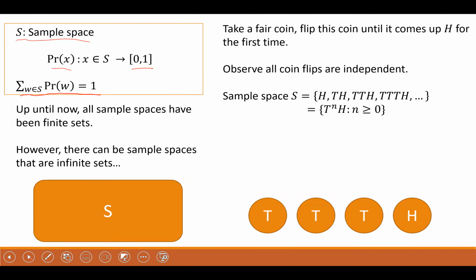And now my sample space is a set, but now it's an infinite set. And it consists of, well, obviously, if I flip heads first, I'm done. Or maybe I flip tails and then heads. Or maybe I flip tails twice and then heads. These are all possible outcomes. And essentially, there's an infinite number of them, right? So n can be any number, 0 or more. I flip n tails and then heads, and that's a legitimate outcome in my sample space.